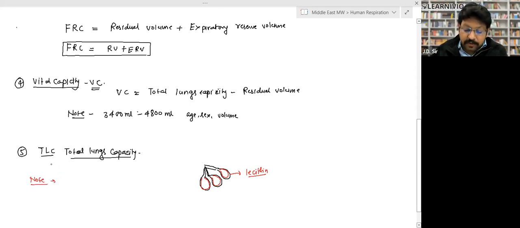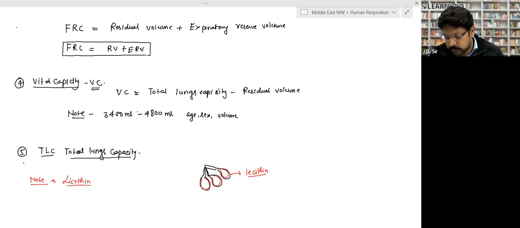A film of lecithin lies normally in the alveoli of lungs, that lowers the surface tension and keeps the alveoli open. Full stop.